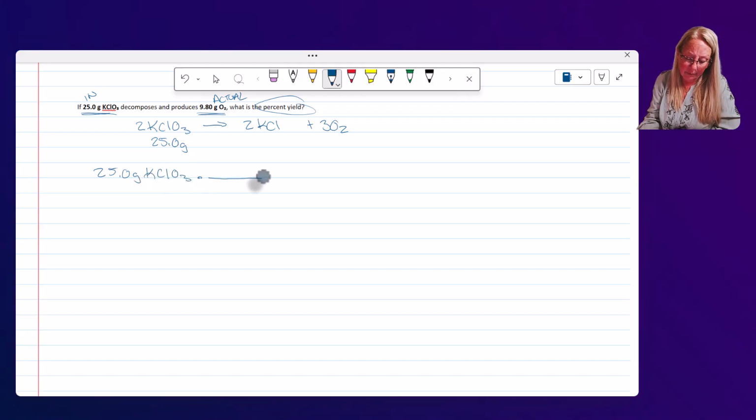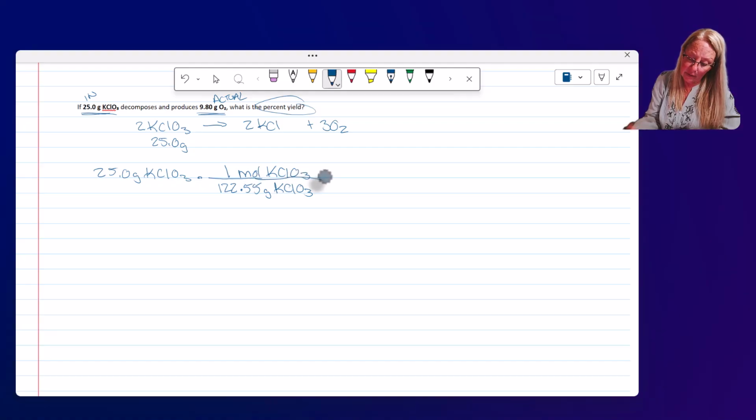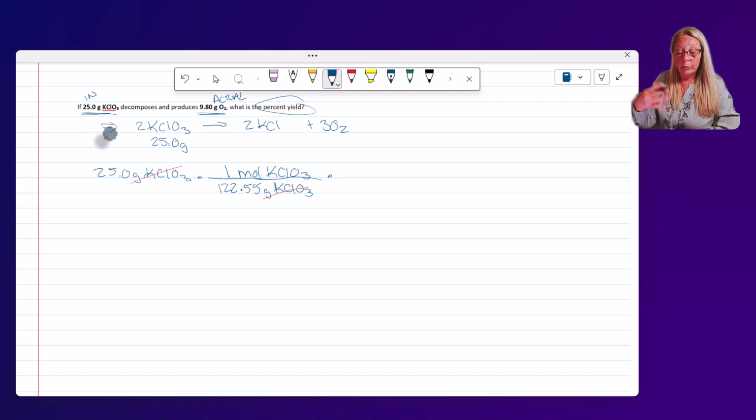So here we go. Molar mass of KClO3. Yes, there are 122.55 grams of KClO3 per every 1 mole of KClO3. And notice this time I went ahead and gave the balanced equation. That's the worst straight line ever. That's okay. So let's see, I have grams of KClO3 canceling with grams of KClO3. I'm in moles. So now I can use my stoichiometry, my mole-to-mole ratio, to get to my oxygen.